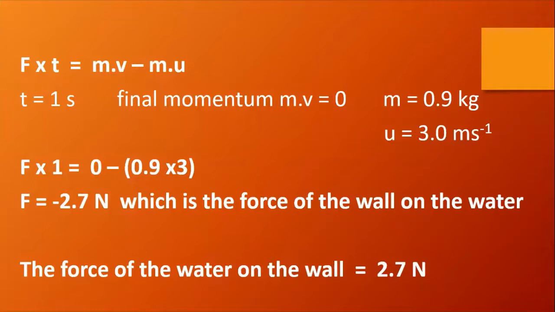So now, force times time equals change in momentum. The final momentum, mv, is 0. Of course, we're talking about what's happening horizontally. And you can see I've got some information in there. So let's put in the numbers. F times 1 equals 0 minus 0.9 times 3. And we get minus 2.7, which is the force of the wall on the water. The force of the water on the wall then would be 2.7 newtons.